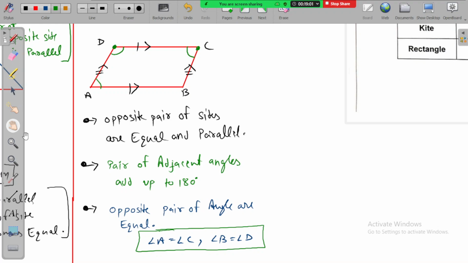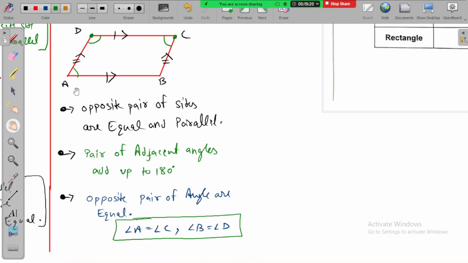What about diagonals? We forgot about diagonals. We haven't discussed any property on diagonals yet. They're equal? Are you sure? They are not equal. They bisect each other, okay? Diagonals bisect each other in a parallelogram. They are not equal. Get it?